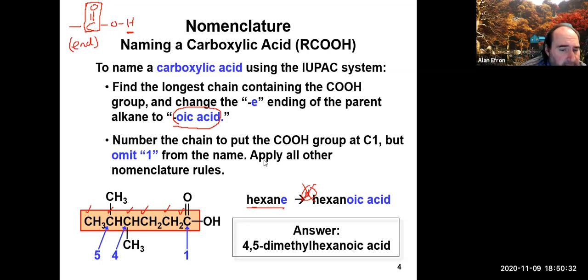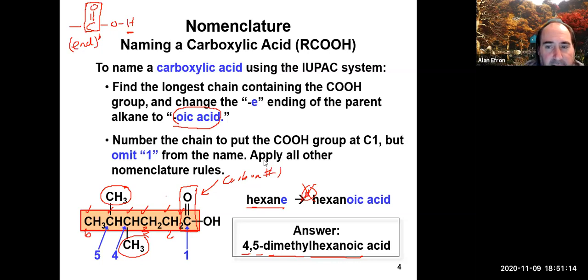But this carbon oxygen double bond is always assumed to be carbon number 1, which means, as you can see here, this would be 1, this would be carbon 2, carbon 3, and carbon 4, 5, and 6. So at carbon 4, we have a methyl group. At carbon 5, we have a methyl group. And that's how we get to our name, 4,5-dimethylhexanoic acid in this particular case. Again, although you don't need to use it in the name of the carboxylic acid, this is always going to be carbon 1 wherever it is, either on the right-hand side or the left-hand side. Any questions on that there?